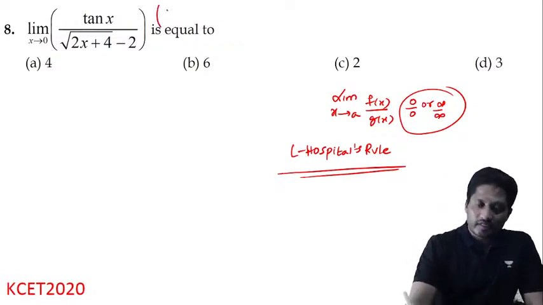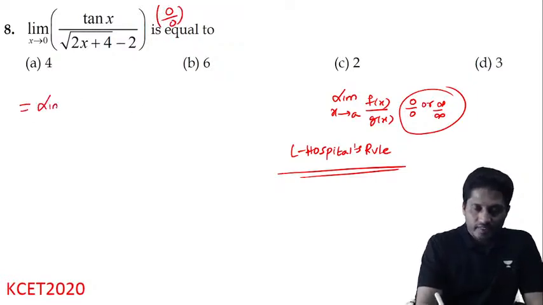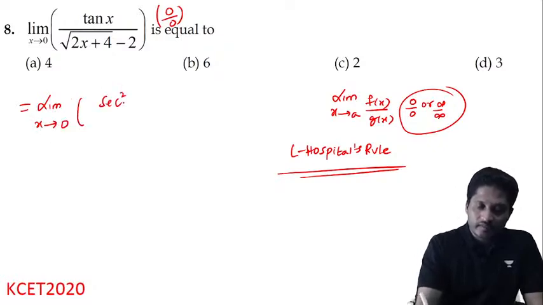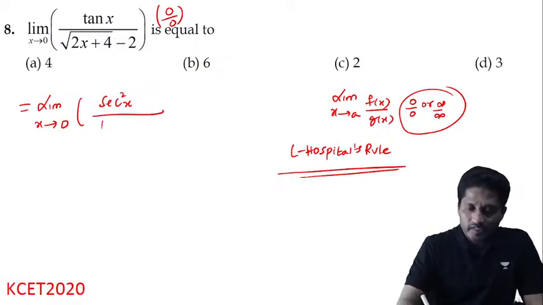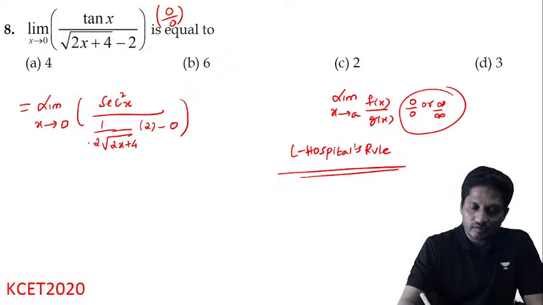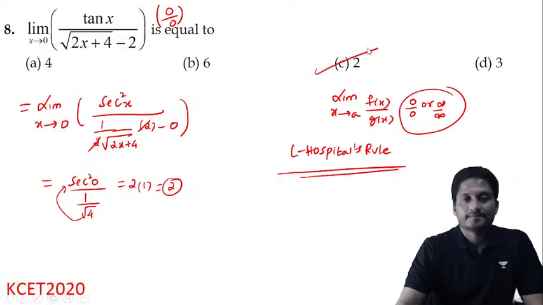X is tending to 0, I'll get 0 by 0 form. So this is limit x is tending to 0. Differentiation of tan x is sec square x. For the root, it is 1 by 2 root of 2x plus 4. And then differentiation of 2x is 2, and differentiation of 2 is 0. This 2 and 2 cancel. Now x is tending to 0. You will get sec square 0 divided by 1 by root 4. This goes to numerator. Root 4 is 2, and sec square 0 is 1. So answer is 2. Answer is option C.